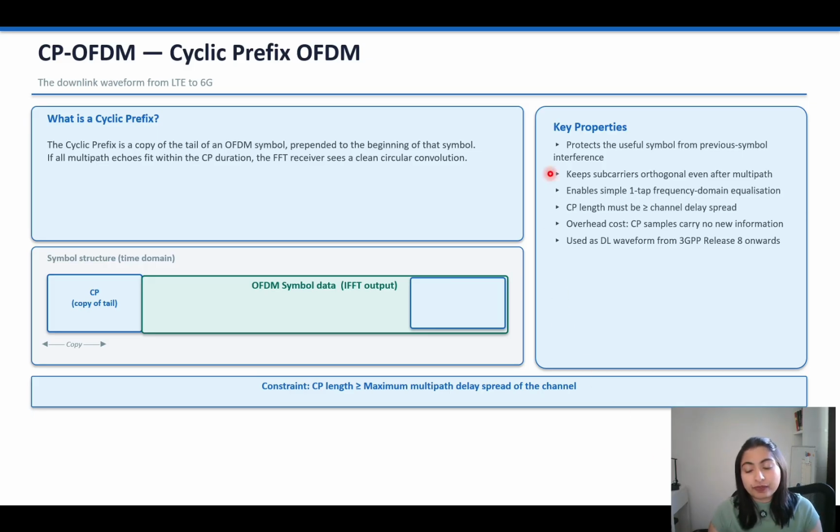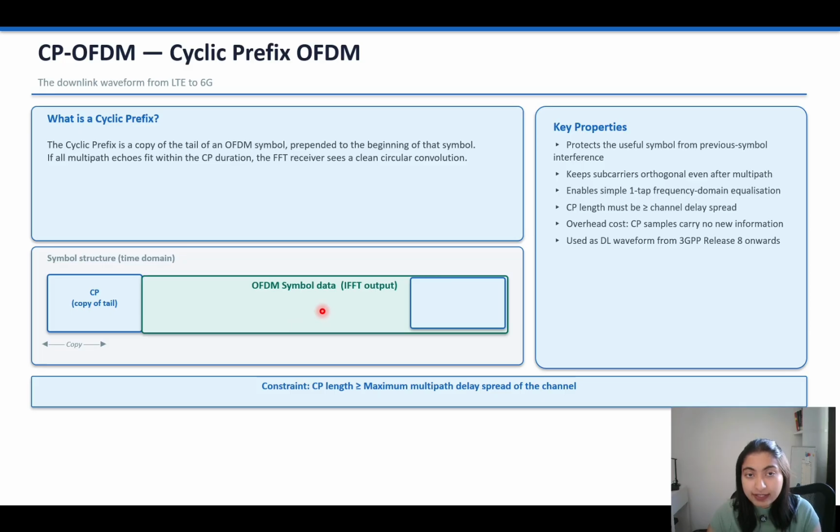The CP, the cyclic prefix, protects the useful symbol from inter-symbol interference. It maintains subcarrier orthogonality even after multipath. But there is a cost. The cyclic prefix carries no new data, so it is pure overhead. You're spending some of your radio resources on protection and not on transmitting useful payload.